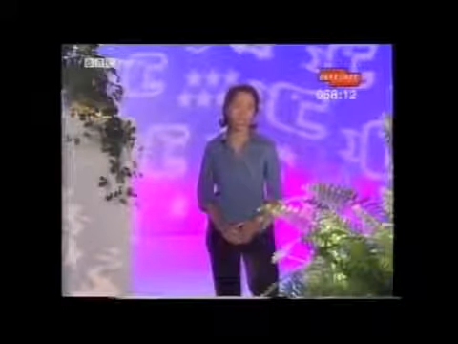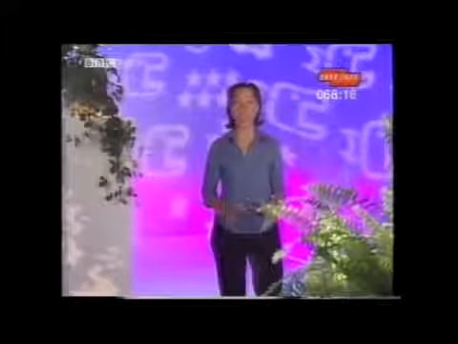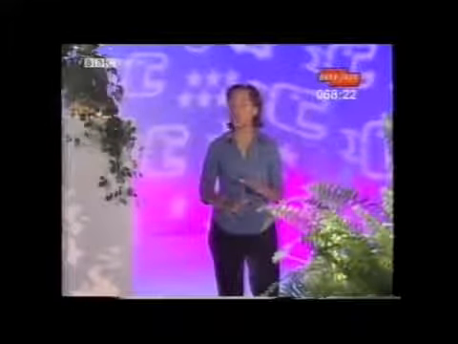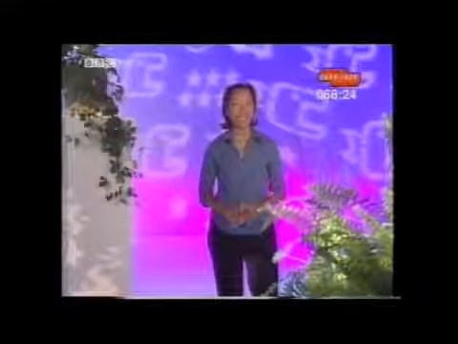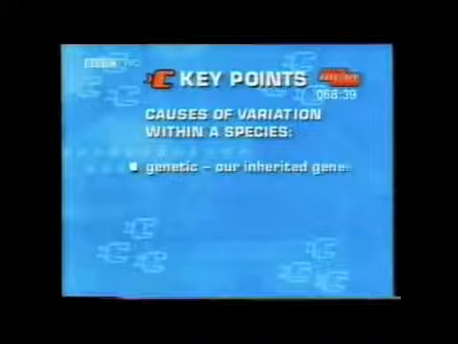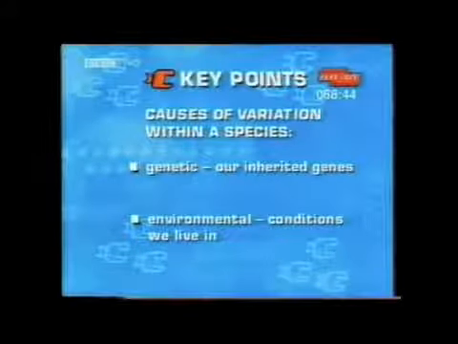Plant variations within a species are also due to their genetic makeup and the environment. But unlike animals, environmental conditions have a much greater effect on how a plant turns out. More sunlight, more soil nutrients and more water can make one plant twice as big as another. Points to remember are variation within a species is caused by 2 factors. Genetic causes are due to the genes we inherit, and environmental causes are due to the conditions we live in.